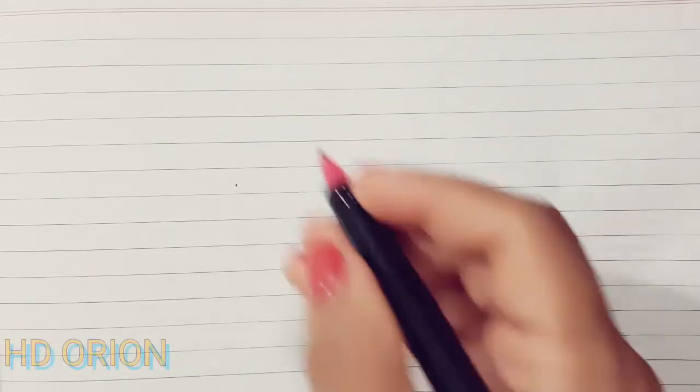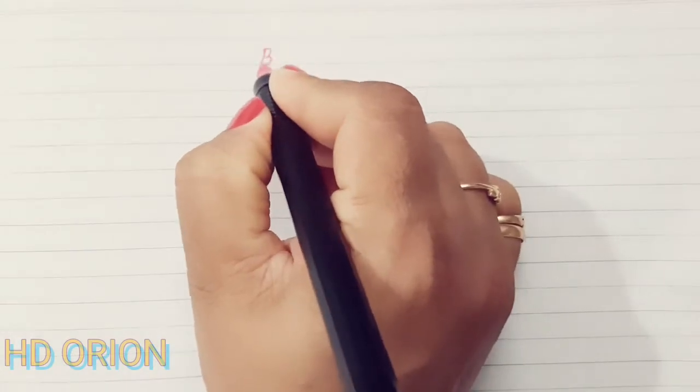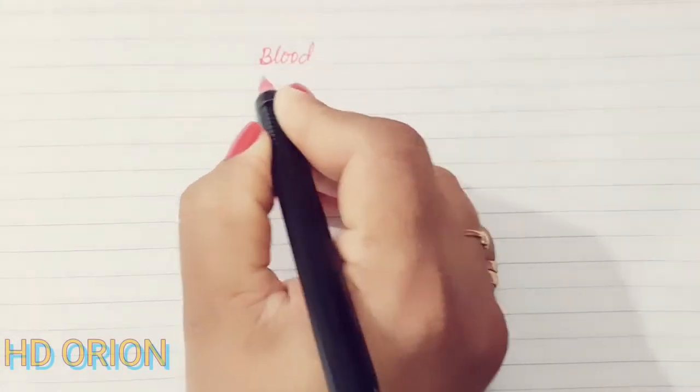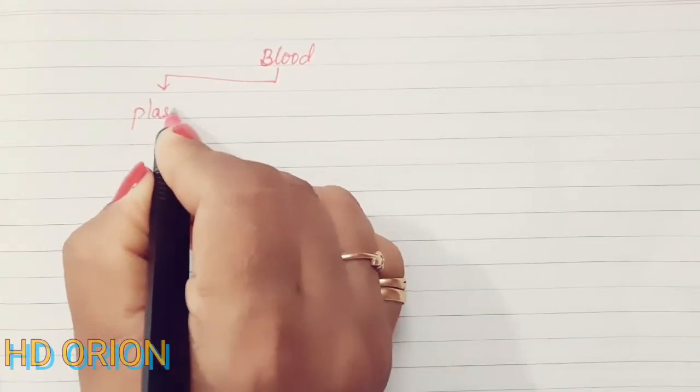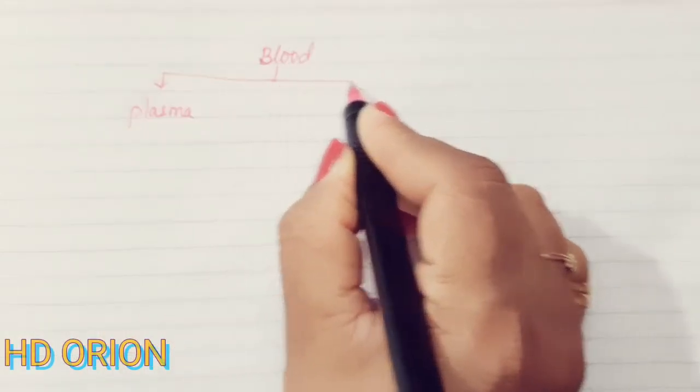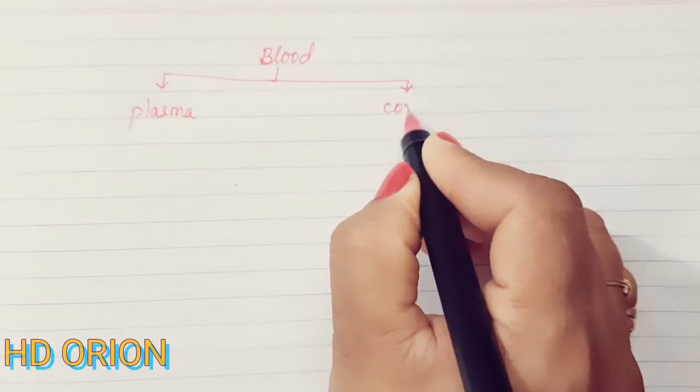Hello everyone. Today we are going to study about the blood corpuscles. The blood corpuscles are the part of blood. Let us see the components of blood. The blood consists of plasma. We have dealt with plasma earlier, and the corpuscles.